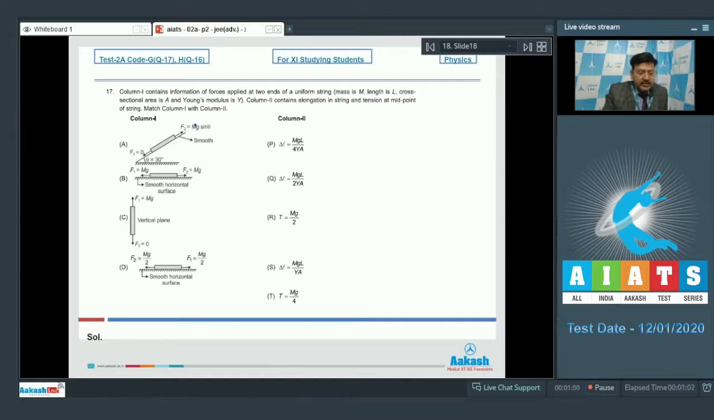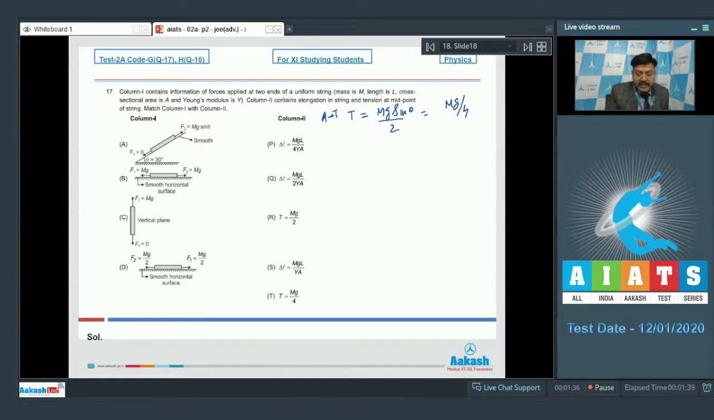So for A, tension at the highest point is mg sine theta and at the lowest point is 0. Tension will vary linearly, so at the midpoint, in this case, tension will simply be F2 by 2. That means for A, tension at midpoint, T, will be mg sine theta by 2, and theta is 30 degrees, so this is mg by 4. So that means for A, T will match.